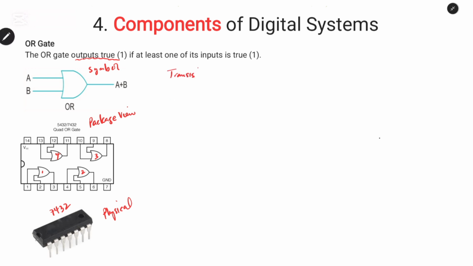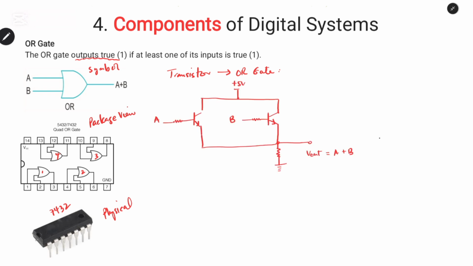We have a transistor circuit that forms the OR gate. So I will draw the diagram, and this is how transistors make up the OR gate. We have two NPN transistors. So when one of its inputs is true or both of the inputs are true, the output will be 1. We have the resistor emitter here.